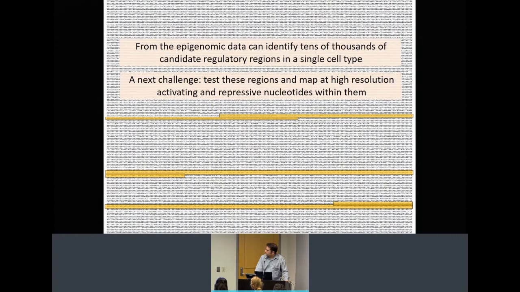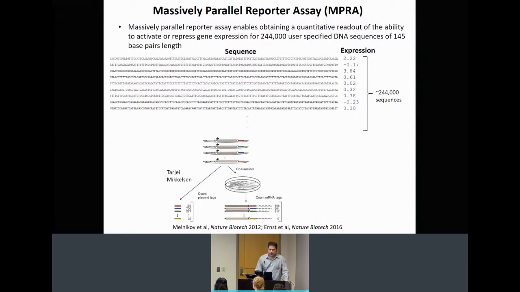So this work is leveraging a class of technologies that do high-throughput functional testing. There are experimental methods which can now test lots of different types of DNA sequences in high throughput. There are two major classes of them. One is a massively parallel reporter assay, where you take sequences you're interested in testing and then you put them on a plasmid and then test them. There's another class of strategies based on CRISPR knockouts. In this talk, I'll give you an overview of this massively parallel reporter assay strategy.